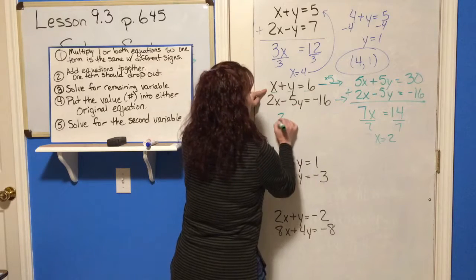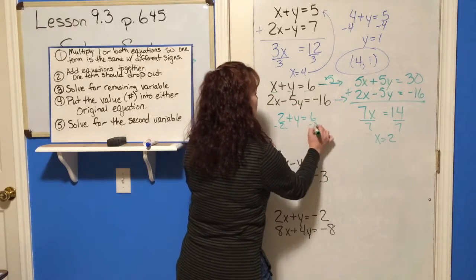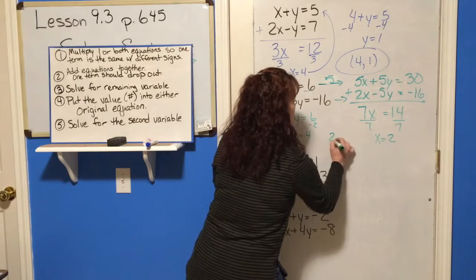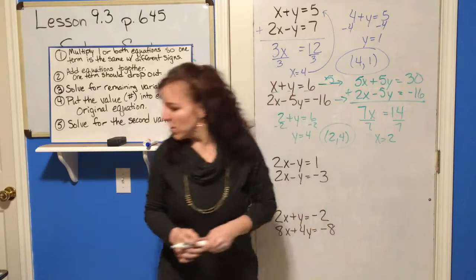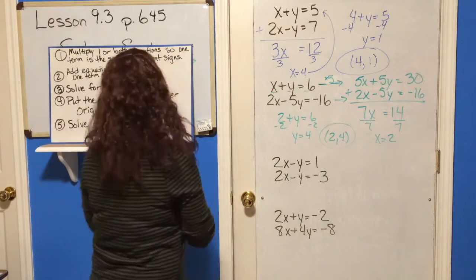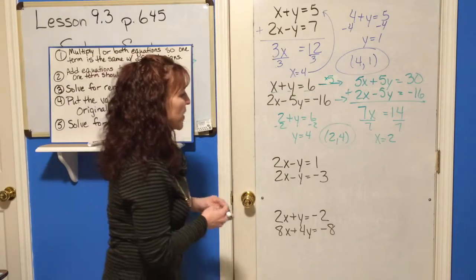So x is 2 plus y equals 6. Subtract 2. So y equals 4. So now my x is 2 and my y is 4. So my solution is 2, 4. All right. Let's do another one. Move on. See if you can do this one.